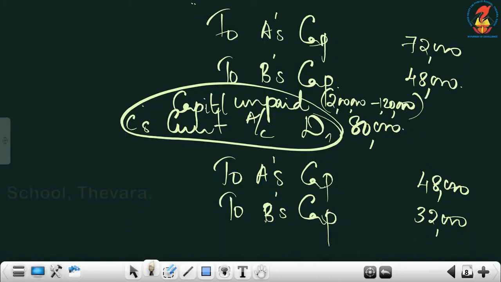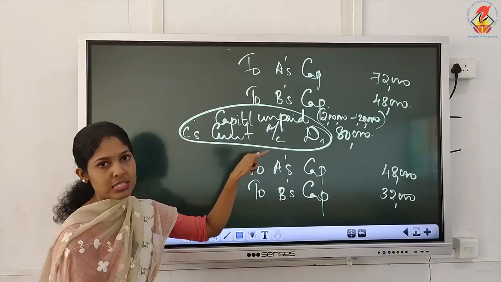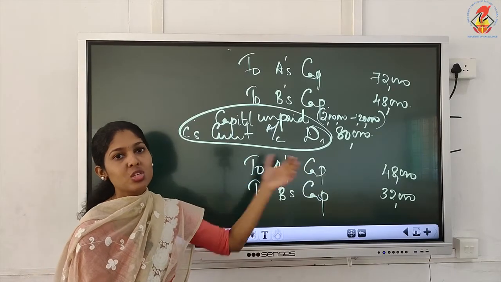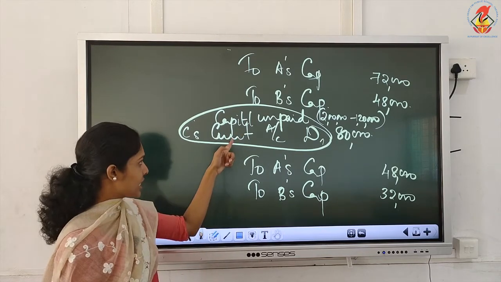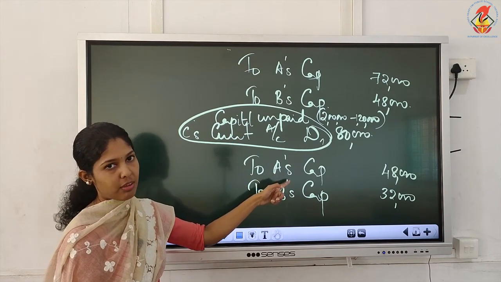C's capital is debited. On the debit side you must write 2A, 2B. At the same time A and B are getting credited. So on the credit side you must write by C. So on both sides you will have posting if you write capital. If you write current, only on the credit side you will have posting.